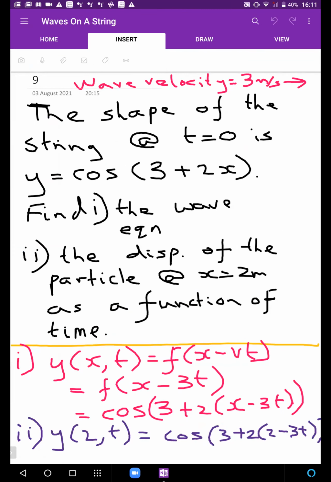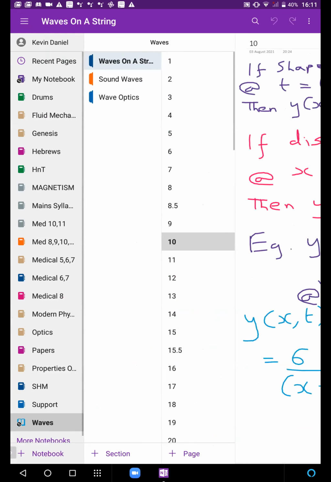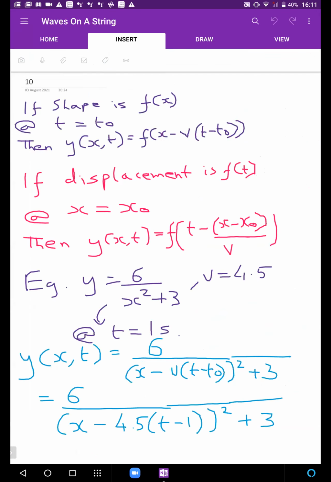Again, there are some practice questions on this. I would suggest go through these, attempt these questions. All the in-class questions, attempt them. That'll be a good way of revising.